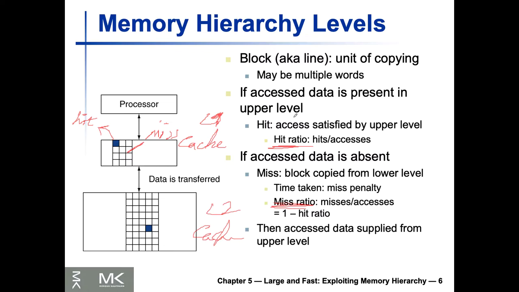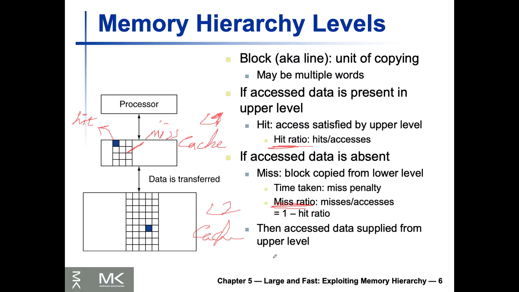Just like that, 1 minus the hit ratio is going to be the miss ratio. If you hit 50% of the time, that means you have missed the other 50% of the time, the rest of the time. So that's going to be your miss ratio, the number of misses divided by accesses, okay?